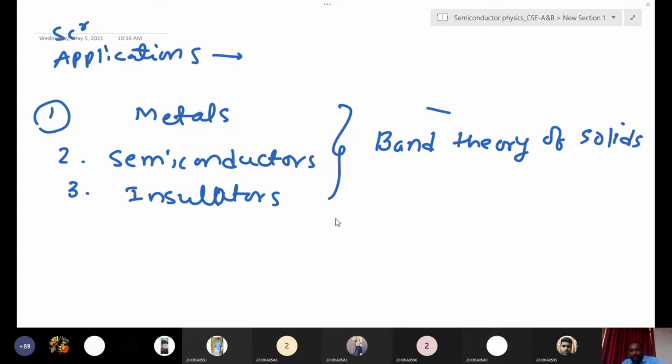There is no band gap, and the conductivity is very high. Strong means, in the sense, conductivity is high. So if you say in terms of conductivity, this conductivity is very high.